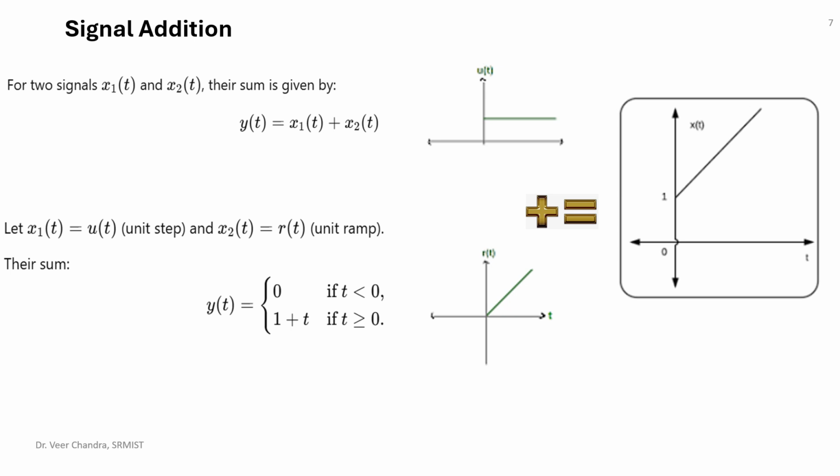As for example, if the x1 signal is unit step and the x2 signal is the unit ramp function, then the addition will be like y(t) will be equal to 0 for t less than 0, and 1 plus t. 1 will be counted from the unit step and t because of the ramp function. So finally y(t) will be equal to 1 plus t for t greater than 0. And so finally the graph is showing a ramp. It looks like a ramp function having the magnitude starting from 1. So it's simple mathematics.